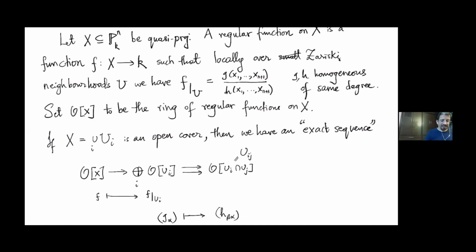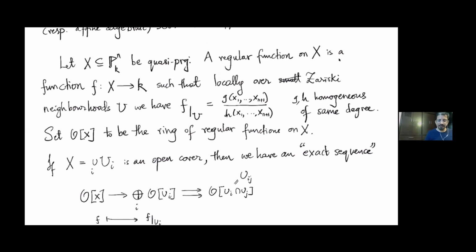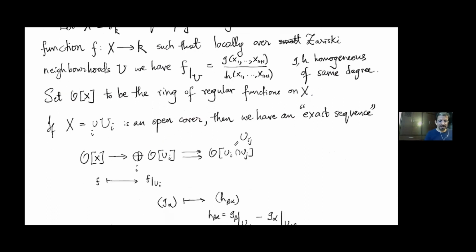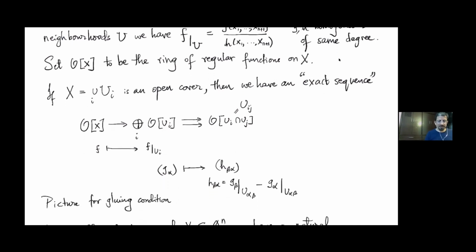Because this definition is local, it immediately tells you that you can glue things. For example, if X has an open cover U_i, you can look at these maps here. What are these maps? These are restriction maps. Any function on X restricts to a function on U_i, and any function on U_i restricts to a function on a smaller open set, U_i intersection U_j. So send F to its corresponding image in the restrictions.